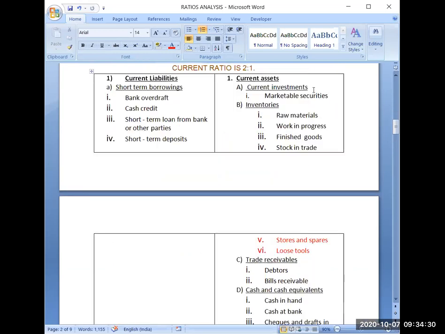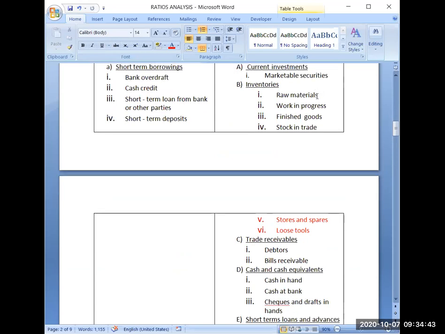Current investments, and in current investments, either it should be short-term investment or it should be marketable securities, that will be counted in current assets. Inventories of raw material, work in progress, finished goods, stock in trade. These all will be included in value of current assets. But inventories also include the value of stores and spares, loose tools. So that is not counted in value of current assets, only and only when you are calculating current ratio.